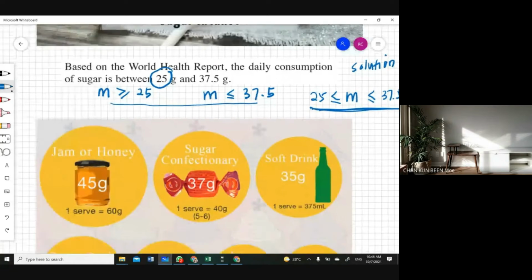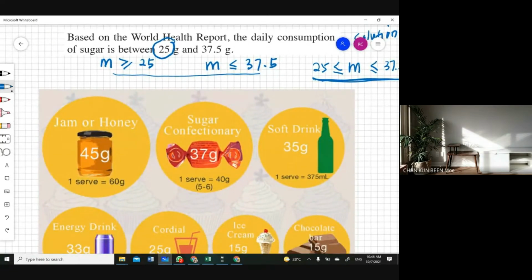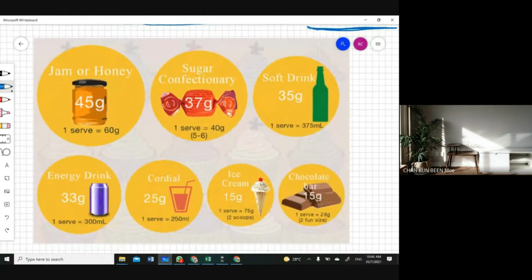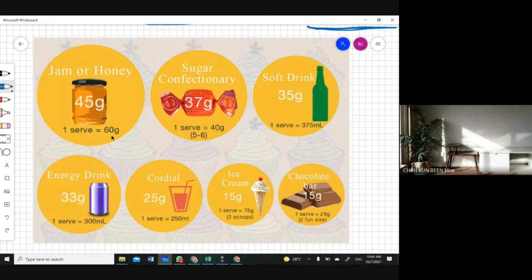So imagine if you can only consume 25 gram to 37.5 gram of sugar, you see how much sugar content is in each of these. Jam or honey, 45 gram. One serve is 60 gram. So if you consume jam or honey, 45 gram from there. And then sugar, one serve is 40 gram. If you eat 5 to 6 sugar, you are going to get how much? And then soft drink, one serve is 375. Once you drink all this, you are going to get 35 gram of sugar.